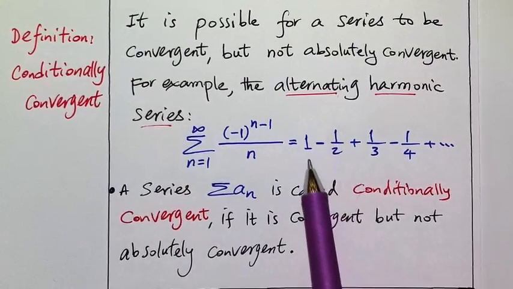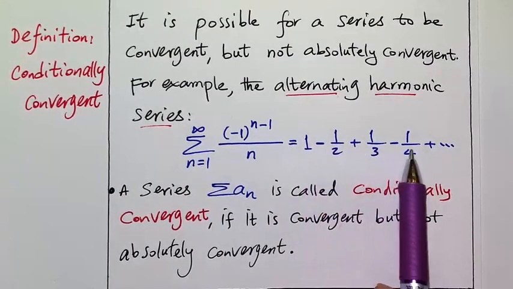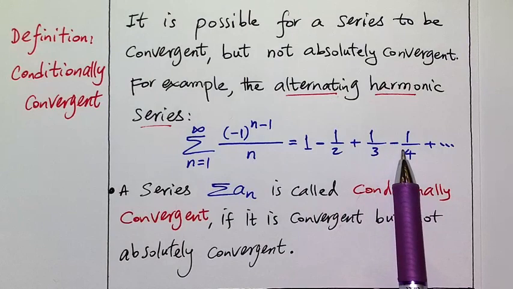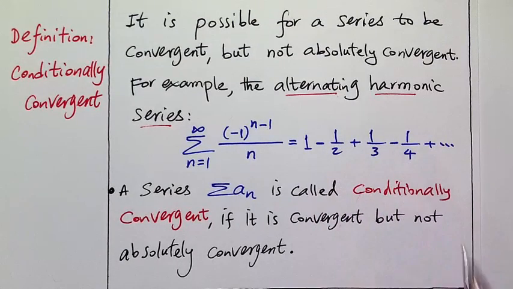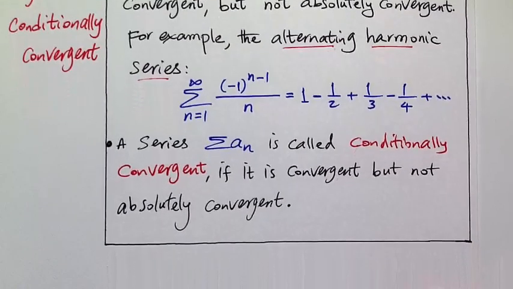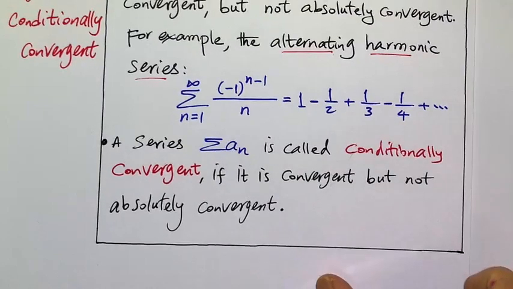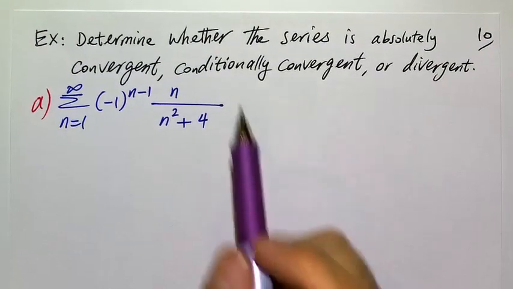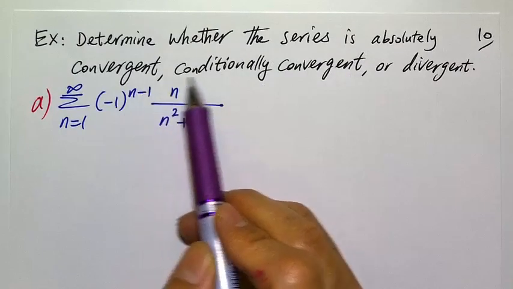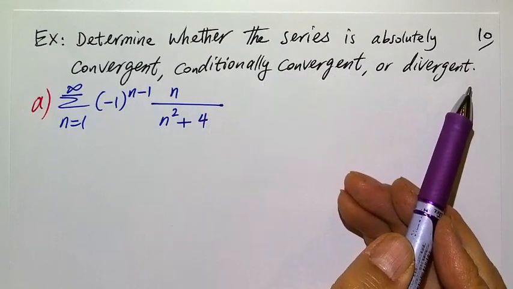It converges if you include positive and negative terms at the same time. But if you take the absolute value of these terms, it becomes the harmonic series, and we know that the harmonic series diverges. And there's a nice proof in your book about that. All right, so having said that, let us look at some examples of this. It says, determine whether the series is absolutely convergent, conditionally convergent, or divergent.